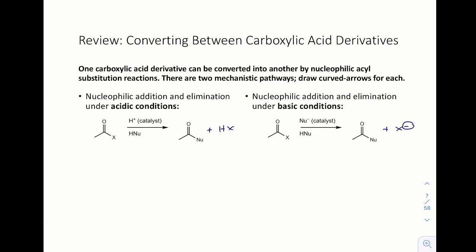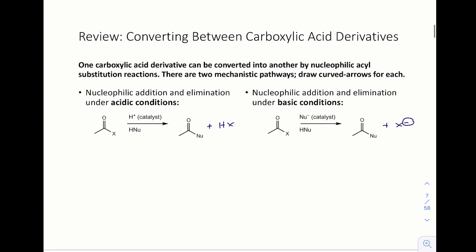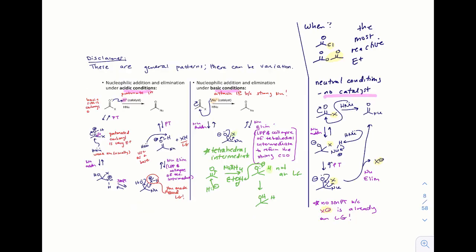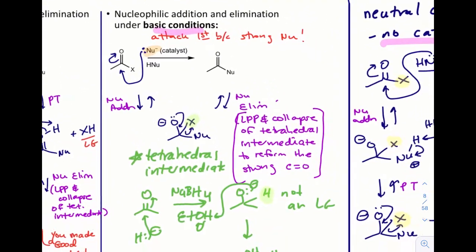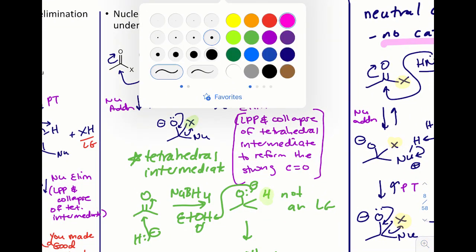Be sure you've written something down. And if you're feeling really confident, also try to write the generic mechanism for acyl transfer under neutral conditions. Last chance. Here's a screenshot from our last lesson. Let's zoom in. Let's start with basic conditions like I recommended for you at home.